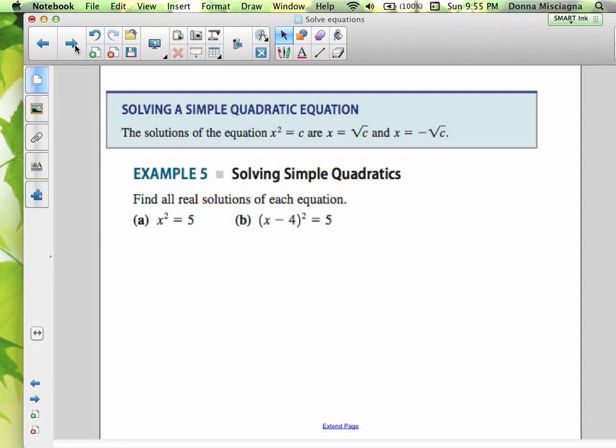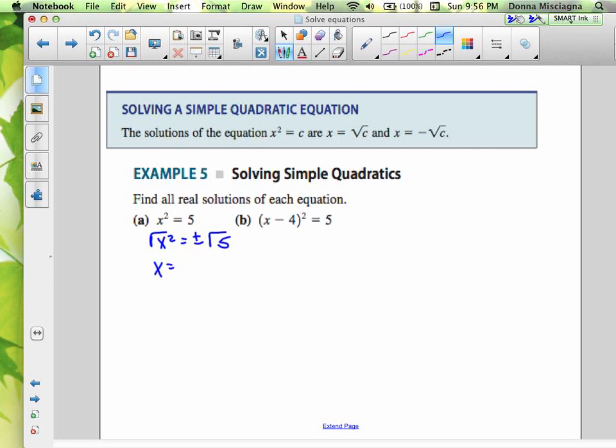All right, so the first one is so easy. x squared equals 5. Take a square root of both sides. Just remember plus or minus on this side. So x is equal to positive or negative square root of 5. That doesn't even simplify.